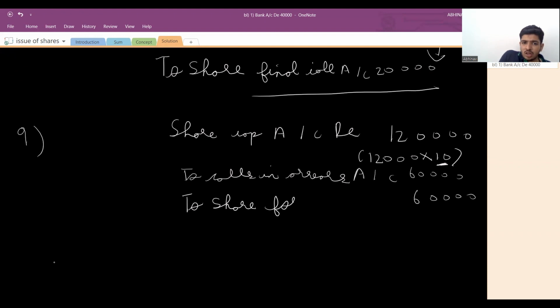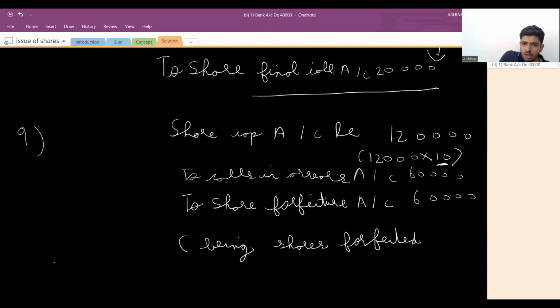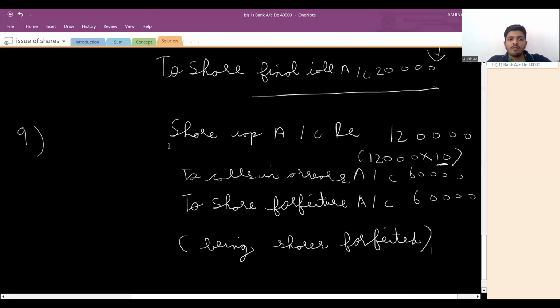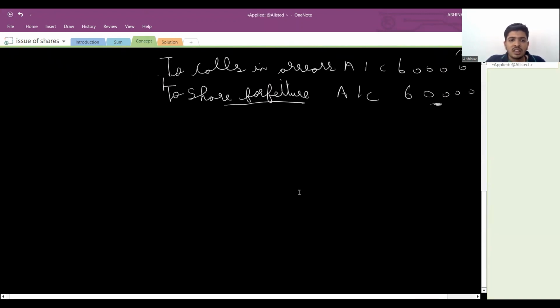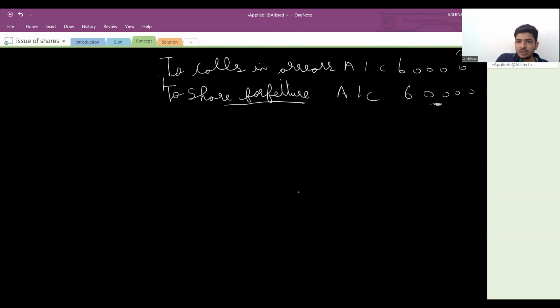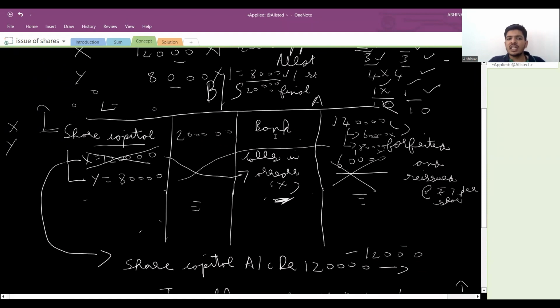So, share forfeiture account. Now, write: being shares forfeited. Okay. Now, we completed the 9 journal entries here. The 10th and 11th journal entries I want to do on this page because I want to explain along with the balance sheet. Now, let's just clean the balance sheet.